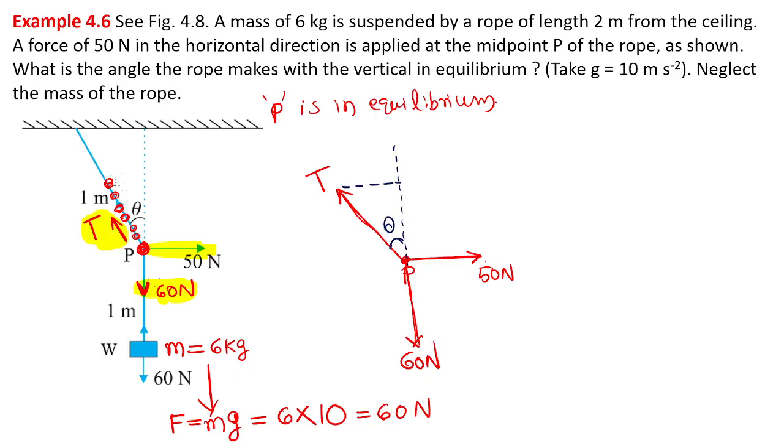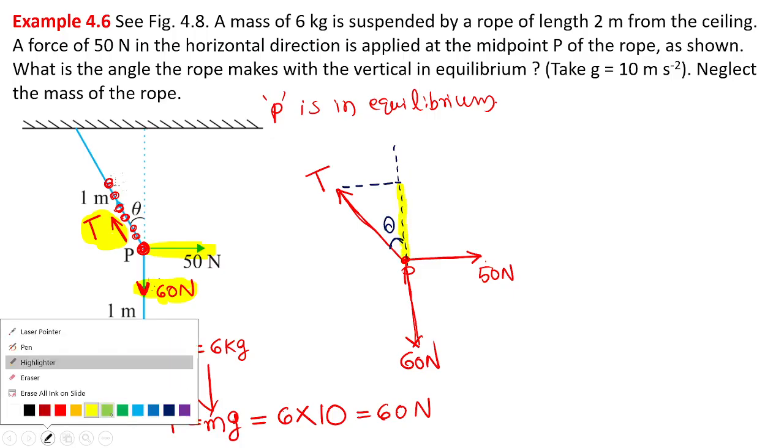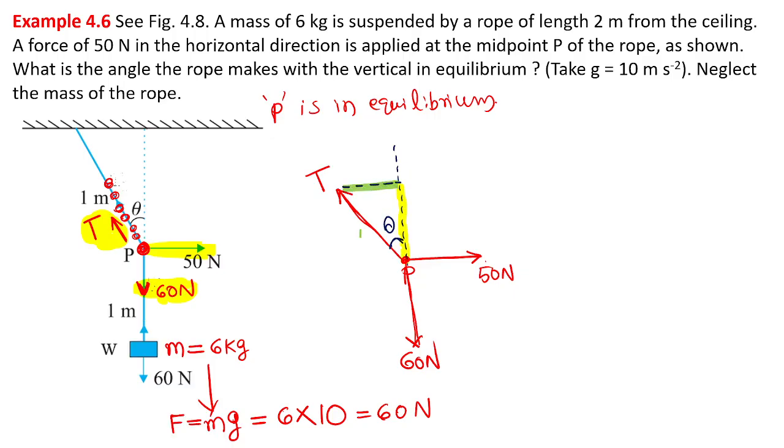T is the resultant of this yellow colored force and this green colored force. These two forces simultaneously acting, we get T. So this yellow colored one is the adjacent side of T. You agree with me? Please respond. Yes, sir. Nadasha, is it correct? This yellow colored side is the hypotenuse of T.